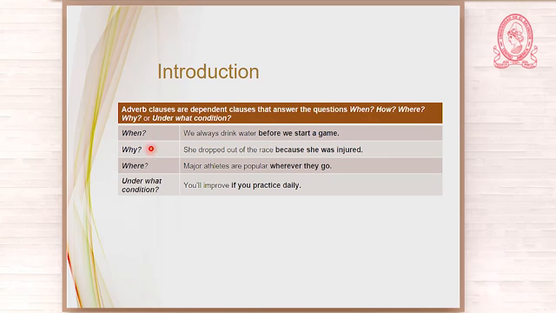Another question. Why? She dropped out of the race. Why? Because she was injured. Adverb clause? Yes. Why? Because it answers the question why. And the same thing happens with where. Major athletes are popular. Where? Well, wherever they go. Look at Messi. Look at El Mágico. Another question, under what condition? You will improve. And the condition? If you practice daily. What kind of clause? Adverb clause. Why? Because it answers the question, under what condition?